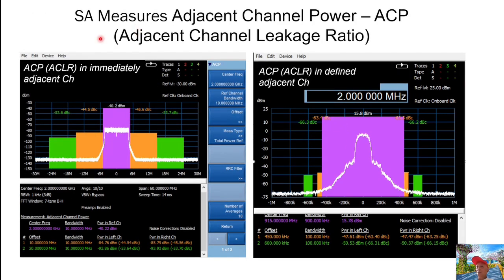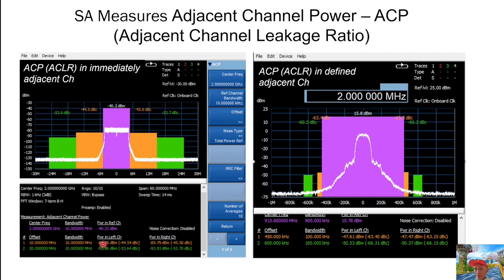And then this one is we use the spectrum analyzer to measure the adjacent channel power. Again, this is different standard, different regulations. They have different requirements. For example, the most common one is we measure the immediately adjacent channel power. For example, this one, the channel is still 10 megahertz, so each adjacent channel is 10 megahertz. We measure this, the orange color at both sides, and then the value is here, the channel power.